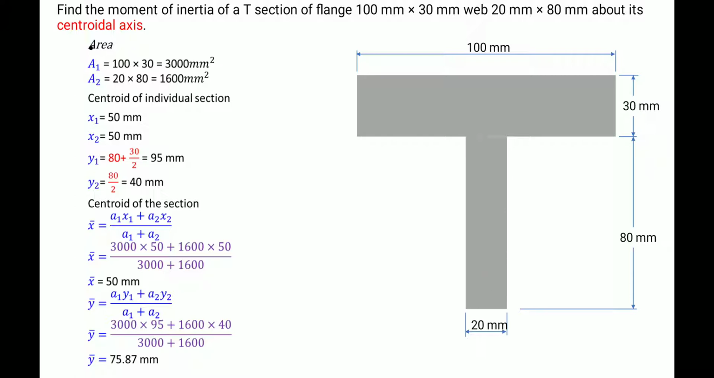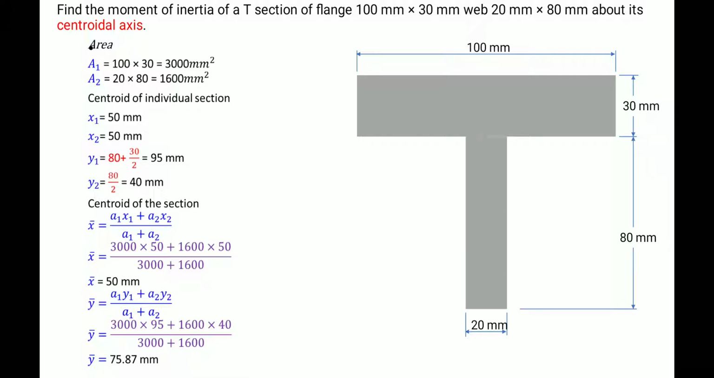For a T section, or I section or channel section, they may not give the diagram. They will give just the dimensions. Flange is equal to 100 into 30, and web dimensions are 20 into 80. Always they will give the horizontal dimension first. So 20 is the horizontal dimension, 80 is the vertical dimension. That's all. Okay, we know the diagram.